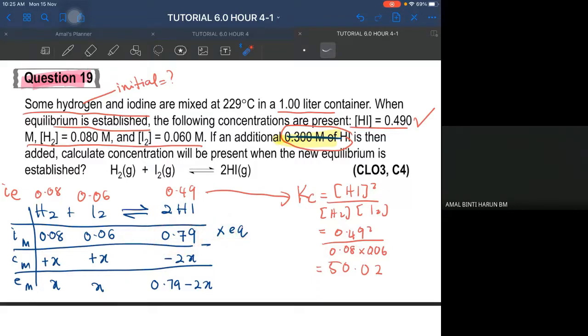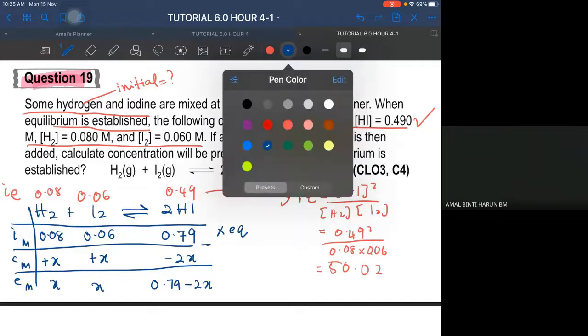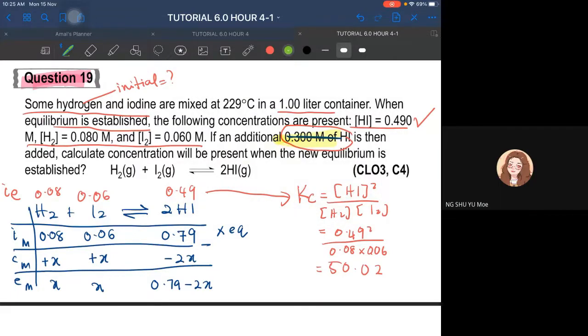So if the product increases, according to Le Chatelier, the reaction will shift to which part? Where should it shift? To the side that has less. Left or right? Left. Because you added concentration, it is no longer at equilibrium. So it shifts to the left.